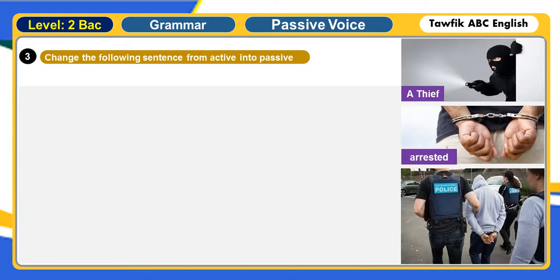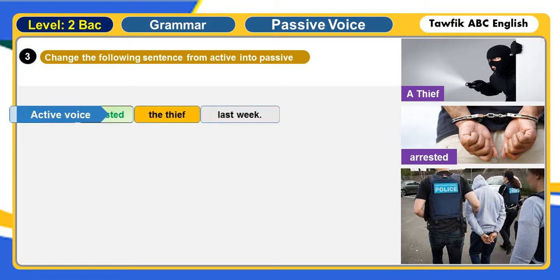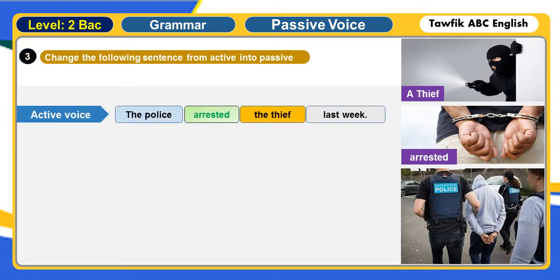Now change the following sentence from active into passive. في الصورة عندي a thief وعندي arrested وعندي the police. غادي نقولوا active voice, the police arrested the thief last week. To change it into passive we start with the thief. It's a subject. Was علاش درنا was؟ لأن the thief simple singular.